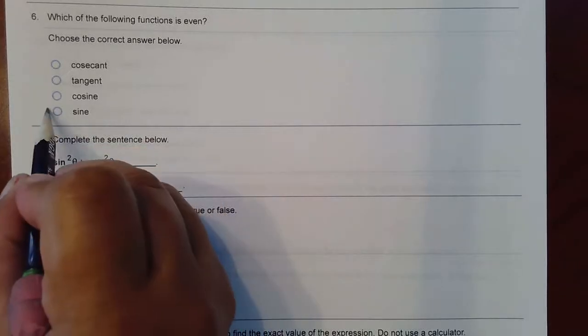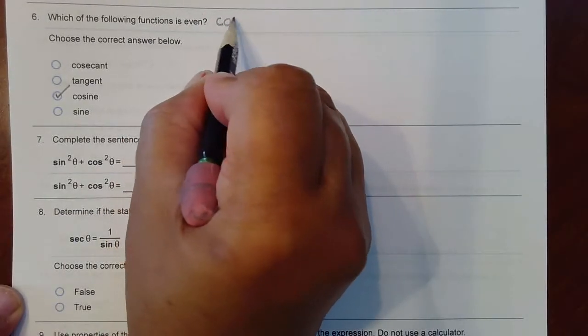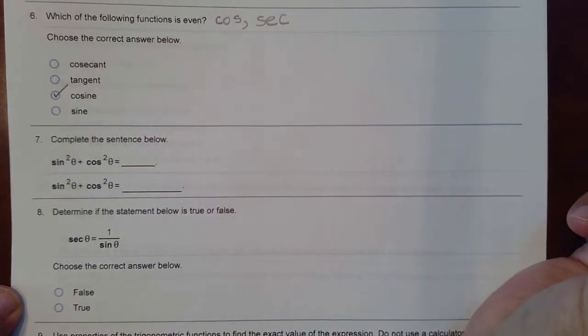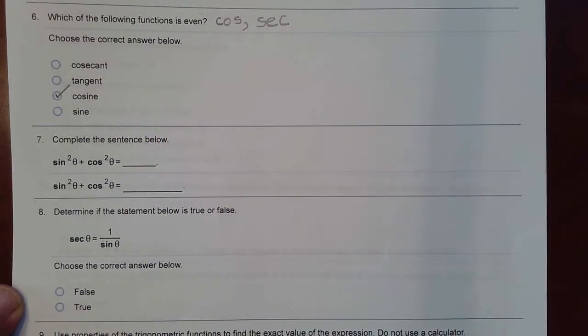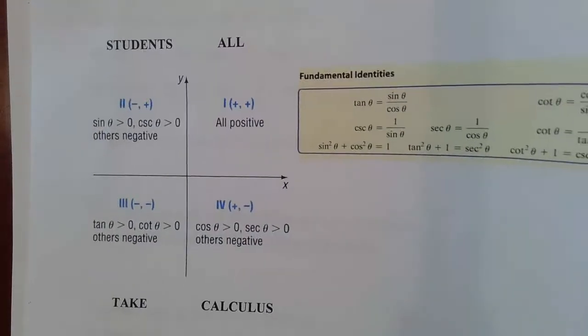Okay, so you can write that here, the cosine function and the secant function. Everybody else is odd. Okay, moving on. Now let's go back to the theorem page because I believe the theorem page said that we could do numbers 5 and 6 after introducing the odd and even functions.